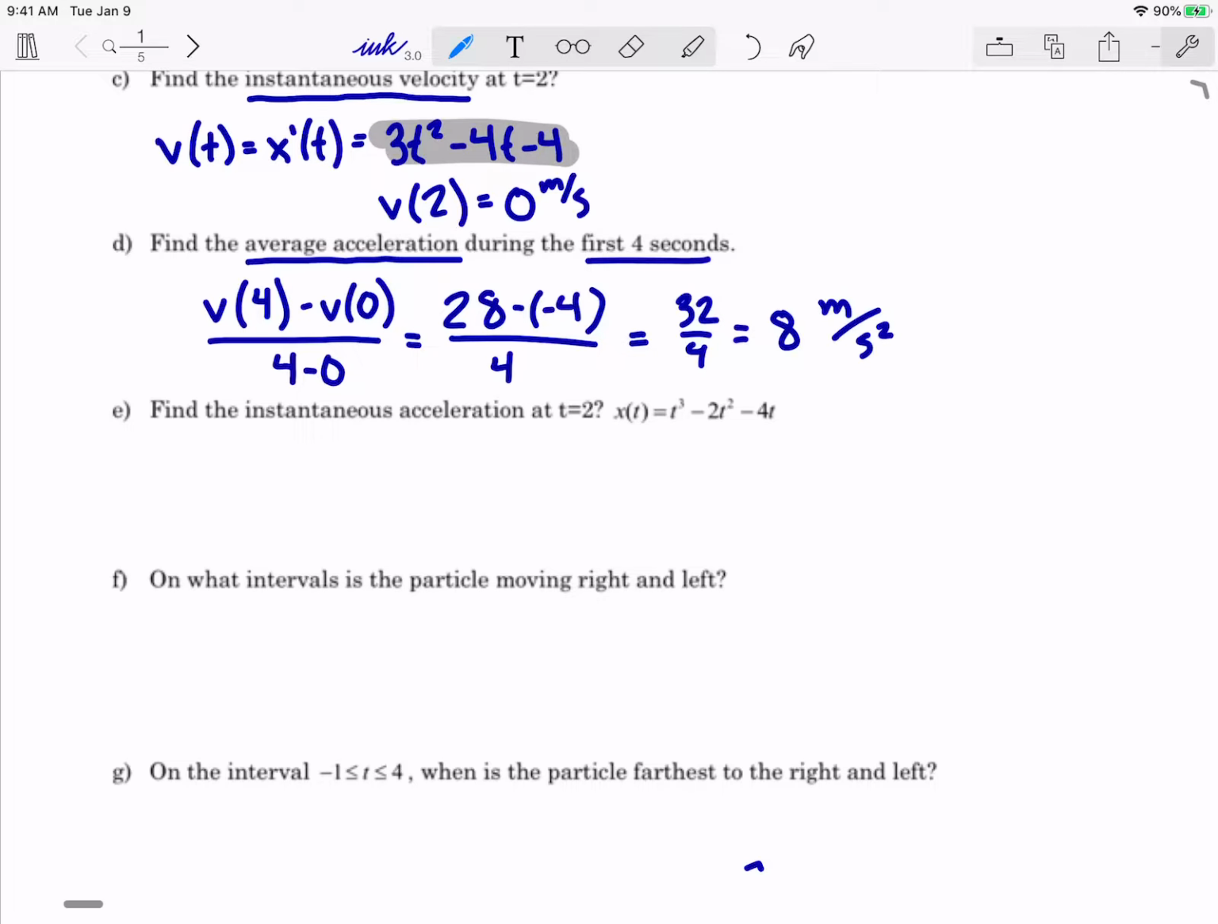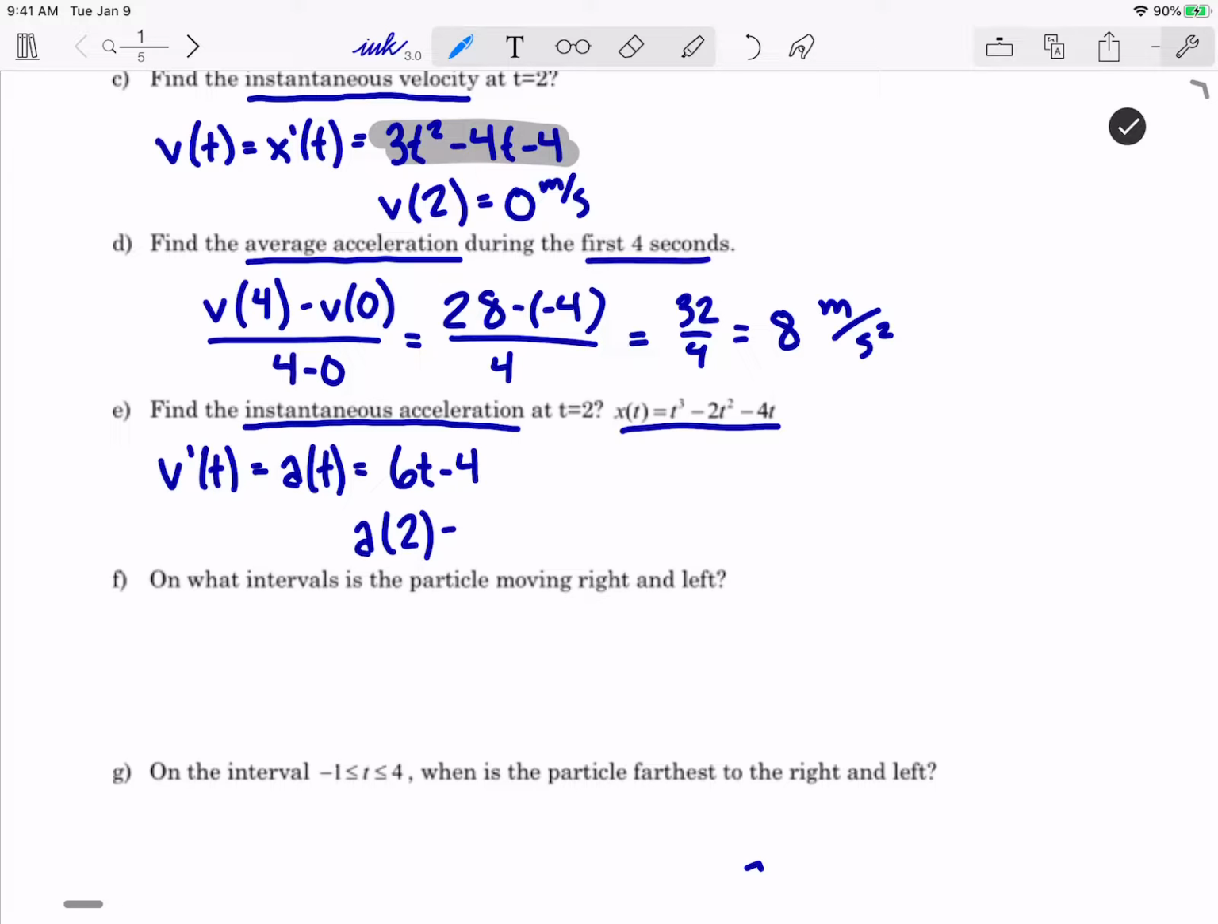So again, you see average, think slope. You see instantaneous, think derivative. So again, I've got my function here, x of t, written again for you in case you forgot it. So I'm going to take the derivative of v prime of t, the derivative of v of t to get my acceleration, which is just my second derivative of this original position function. So doing that, I get 6t minus 4. Since I want to compute that at a particular point, I plug in 2, get 12 minus 4 is 8 meters per second squared.